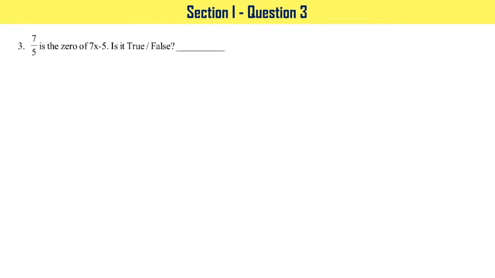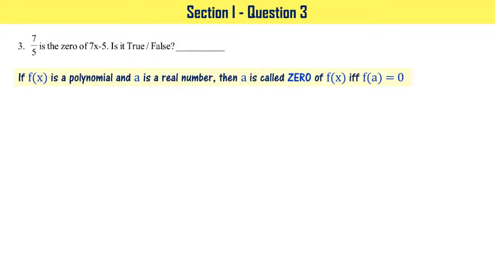Question number 3. 7 by 5 is the 0 of 7x minus 5. Is it true or false? That is the question. We know that if f of x is a polynomial and a is a real number, then a is called 0 of f of x if and only if f of a equal to 0. It means that when I substitute 7 by 5 into the given polynomial for x, if its value becomes 0, then 7 by 5 is going to be 0 of the polynomial, otherwise not.